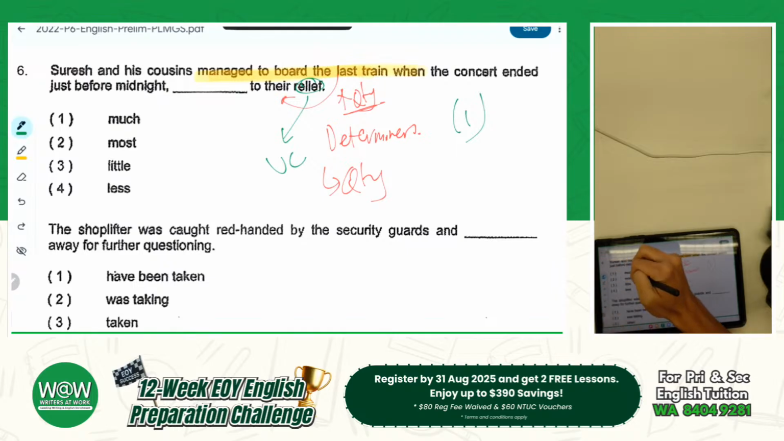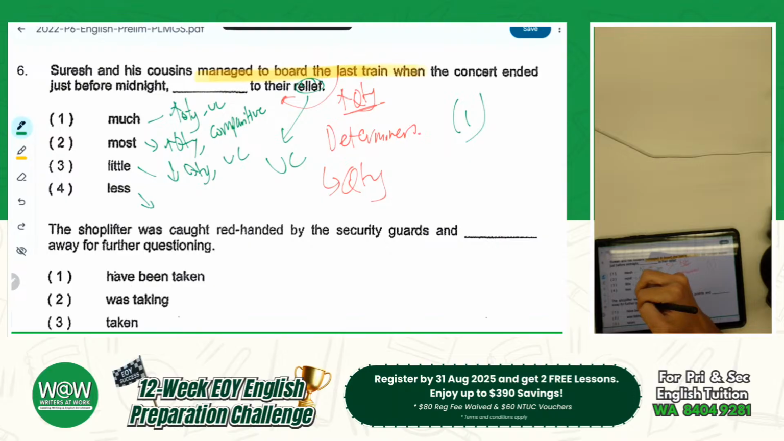And this is because much here is of high quantity and uncountable. Most here is high quantity and is comparative. Okay, so we need to have some sort of comparative elements inside, then it'll work. Little is low quantity, uncountable. Less, this is also low quantity, but there's that comparative element inside, so we can't use it.